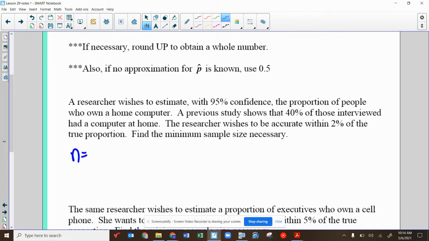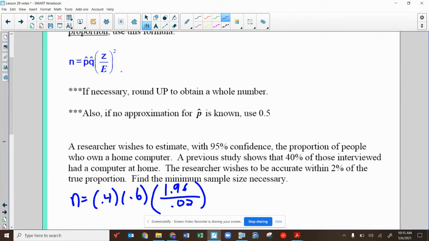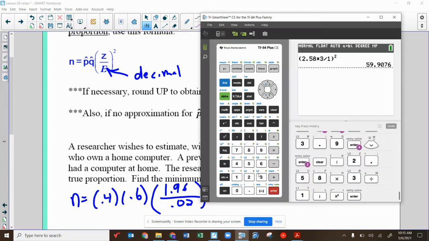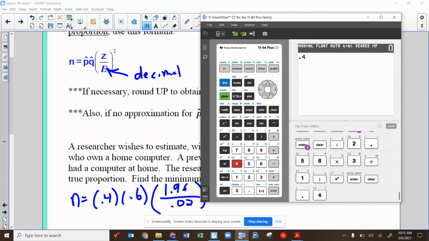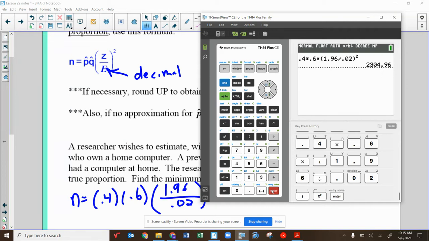Okay, so our p hat is 40%, which means our q hat will be 60%. Remember, those two need to total up to 100%. And times our z-score, 95% is 1.96. And then within 0.02. On these, we're going to write the error as a decimal for the percent. Okay, and take that square. All right, 0.4 times 0.6 times 1.96 divided by 0.02 squared. So 2,305.